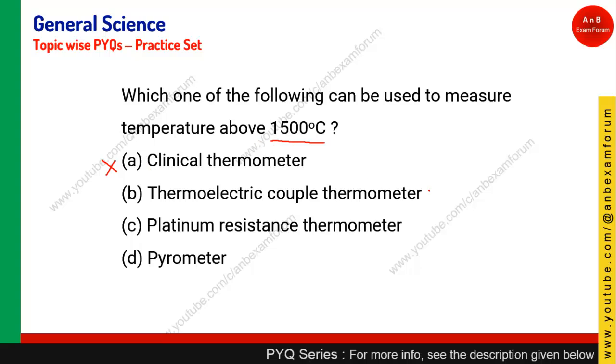Okay, so there are other types of thermometer, but for such a huge degree of temperature, you need something called pyrometer. Okay, so pyrometer is going to measure the temperature, basically the high temperature above 1500 degree. Okay, so option D is the right answer.